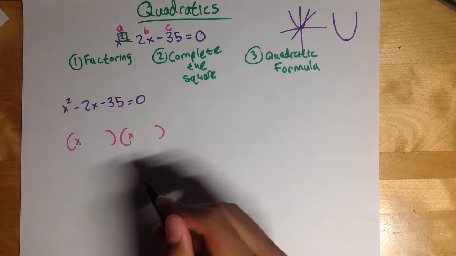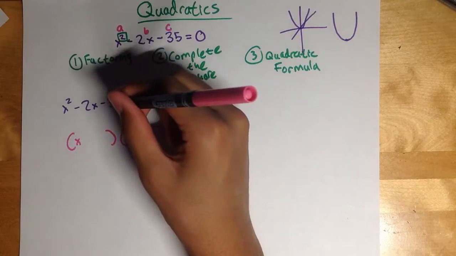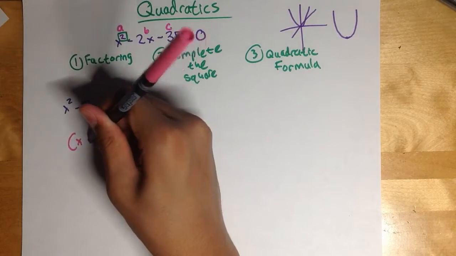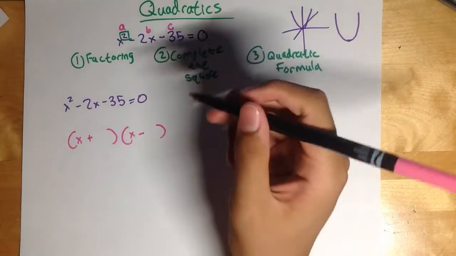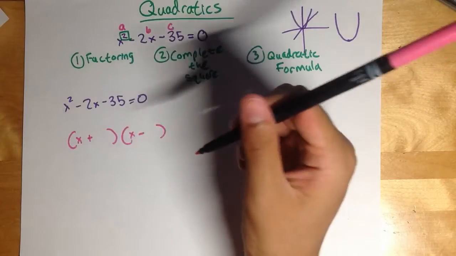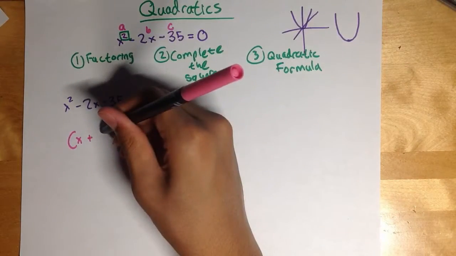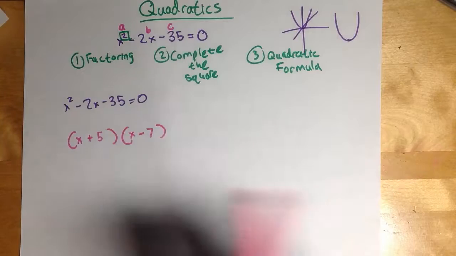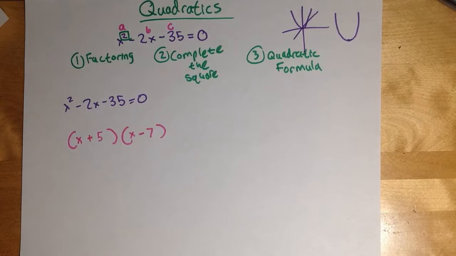So what do you do? Well, to multiply into a negative number, one is going to be positive, the other is going to be negative. So the way this works out is you can use guess and check, but it is x plus 5, x minus 7. So you can use what's called FOIL. If you don't know what FOIL is, that's important to know.